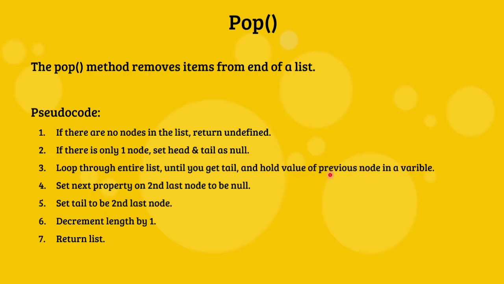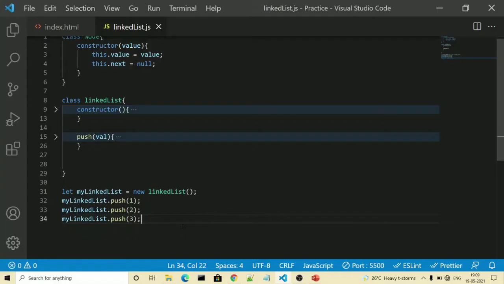Once we have our previous node in a variable, at the end we will set our second last node's next to be null. And then we will set tail to be our second last node. Once this is done, we will simply decrement length by 1 and return our list. Once we implement this, our pop method will be implemented. So let's do some code in our VisualAlgo.